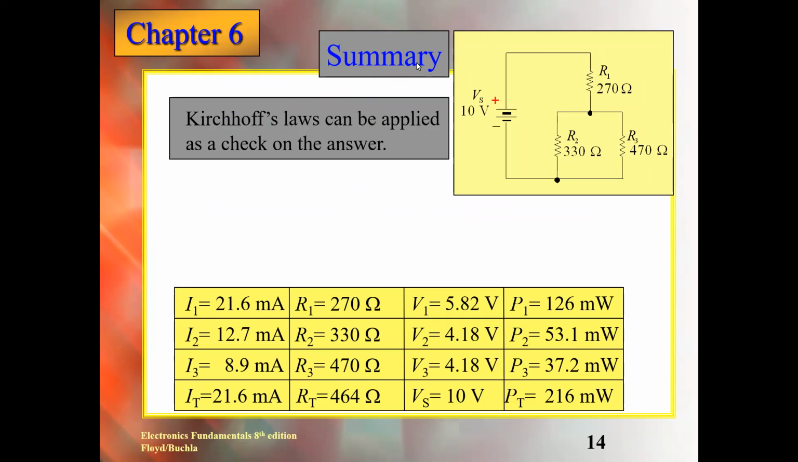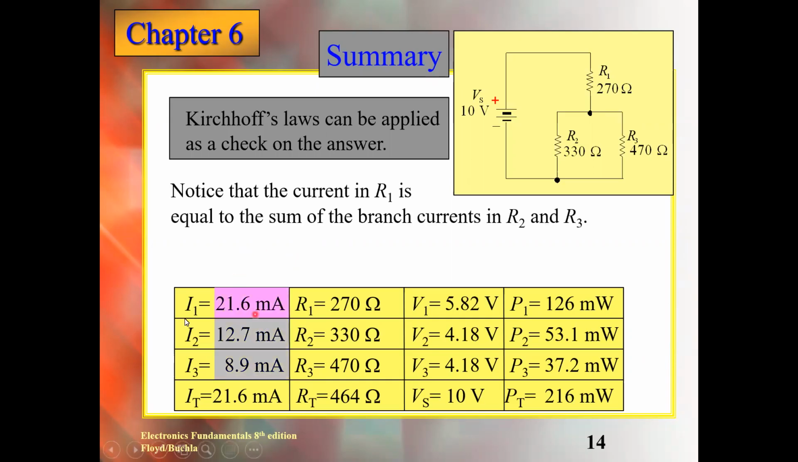They are explaining here that Kirchhoff's law can be applied to check your answers. Like you can check Kirchhoff's current law. It means the total current is the sum of individual currents. The total current is coming from this battery, which is equivalent to I1. So IT is equal to I1, which is 29.6 milliampere, which is the sum of I2 plus I3. We know this, right?